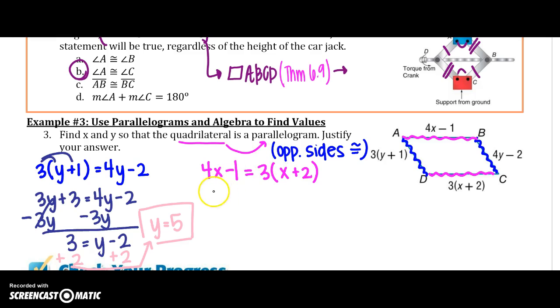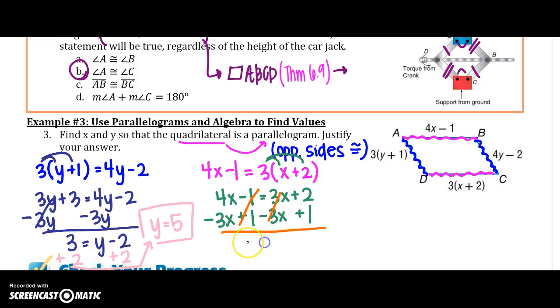opposite sides congruent. So I need to distribute over here also. 4x minus 4 equals 3x plus 6. Adding 4 to both sides, subtracting 3x from both sides. So I know that this cancels, and so does that. So I have x is going to equal, oh, guess what? I didn't distribute correctly, so I need to make sure that I do distribute correctly. So x is going to equal 7.